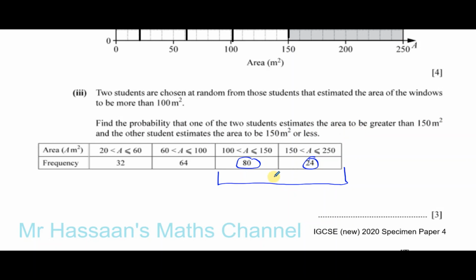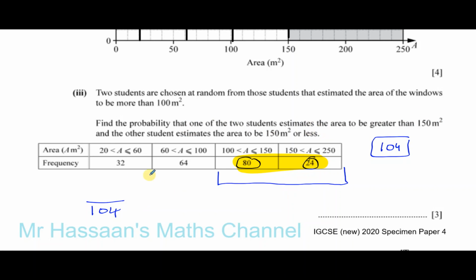Okay, so now what they're basically doing here is called conditional probability. They've basically taken out these from the rest of the data. So we're only considering now those people who estimated more than 100. So we're considering this 80 plus 24, 104 people only. Our sample is only out of 104 people. So we've got to find the probability that one student estimates the area to be greater than 150 and the other to be less than 150.